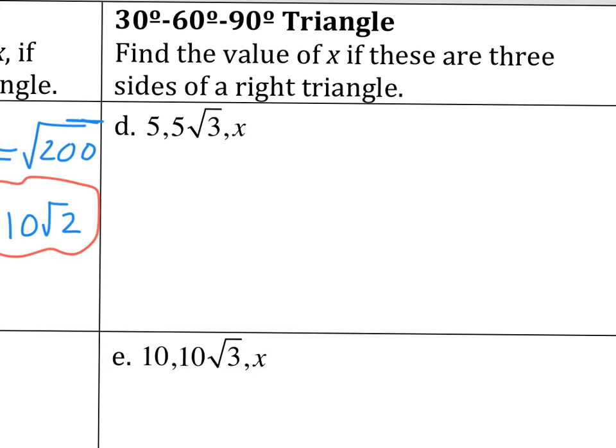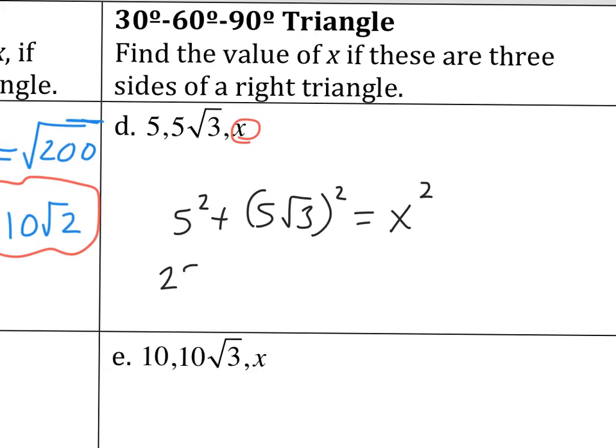Now again, we're told that x is the hypotenuse. So I'm going to say 5 squared plus 5 radical 3, all squared. We'll have to simplify that by distributing that 2, essentially, x squared. Now, 5 squared is 25.